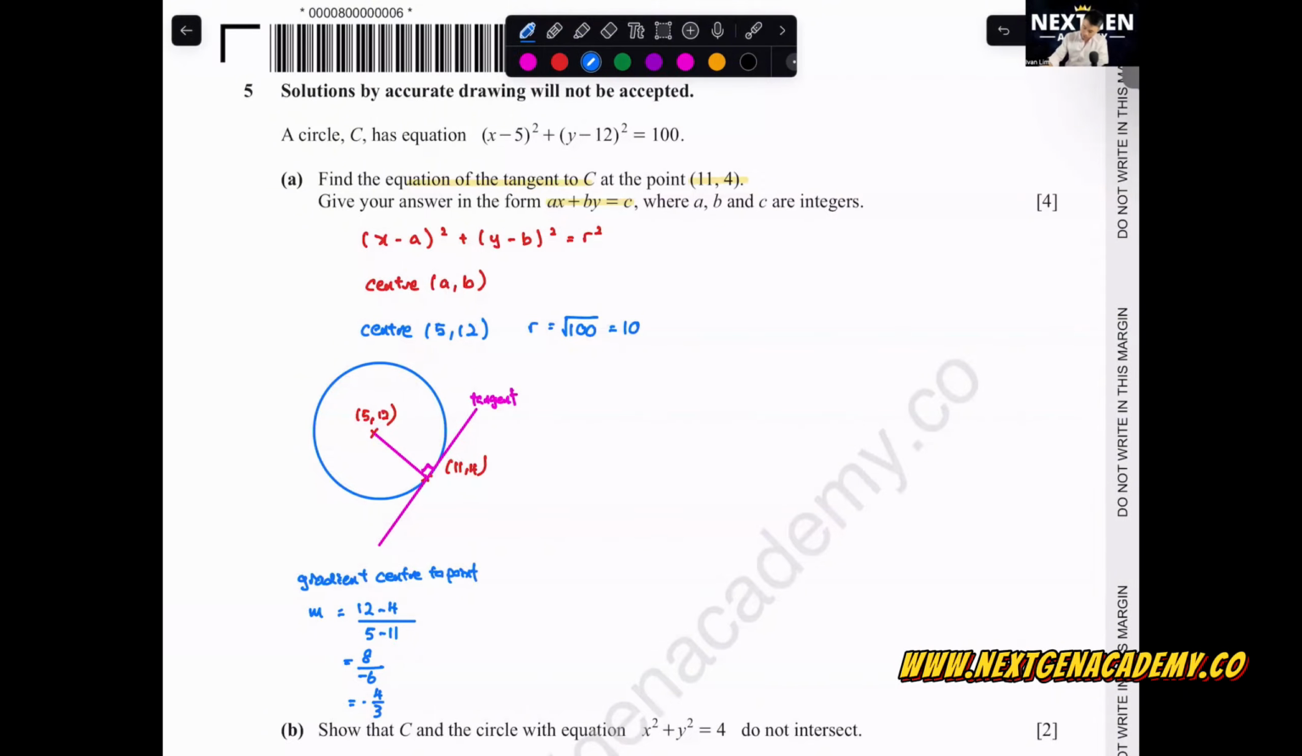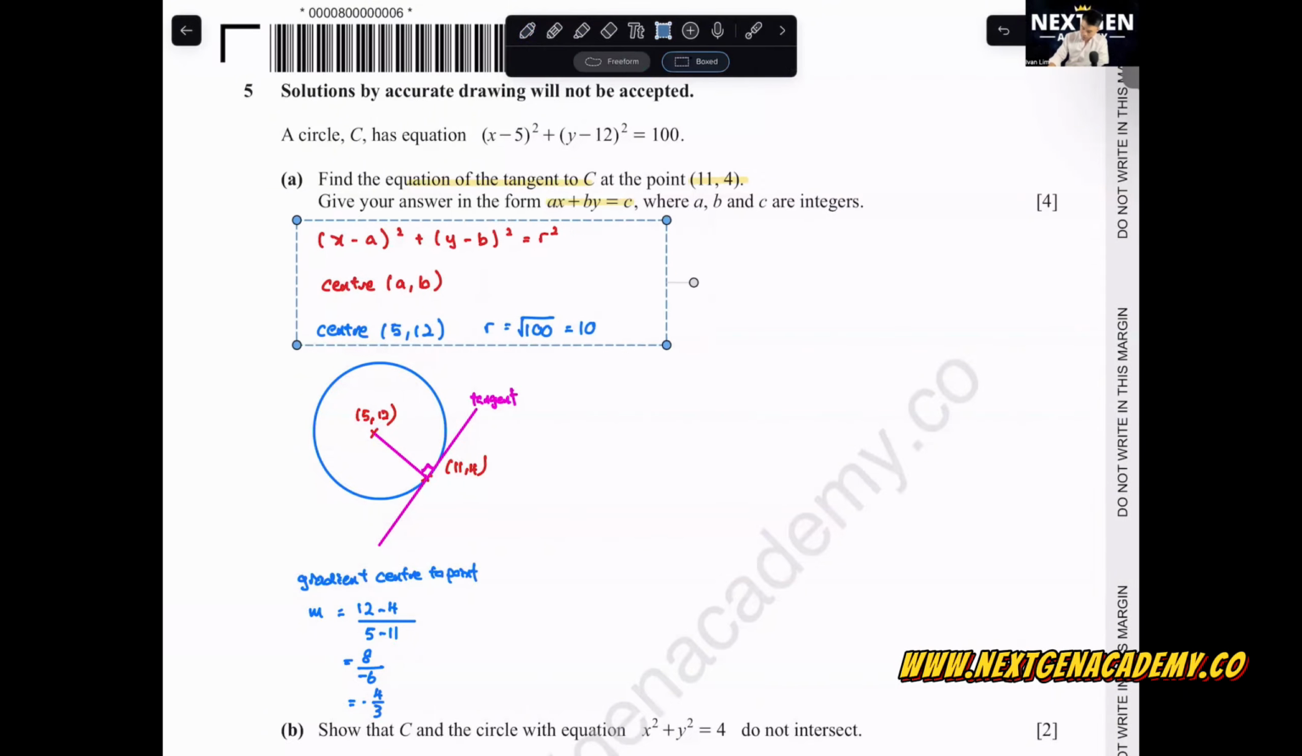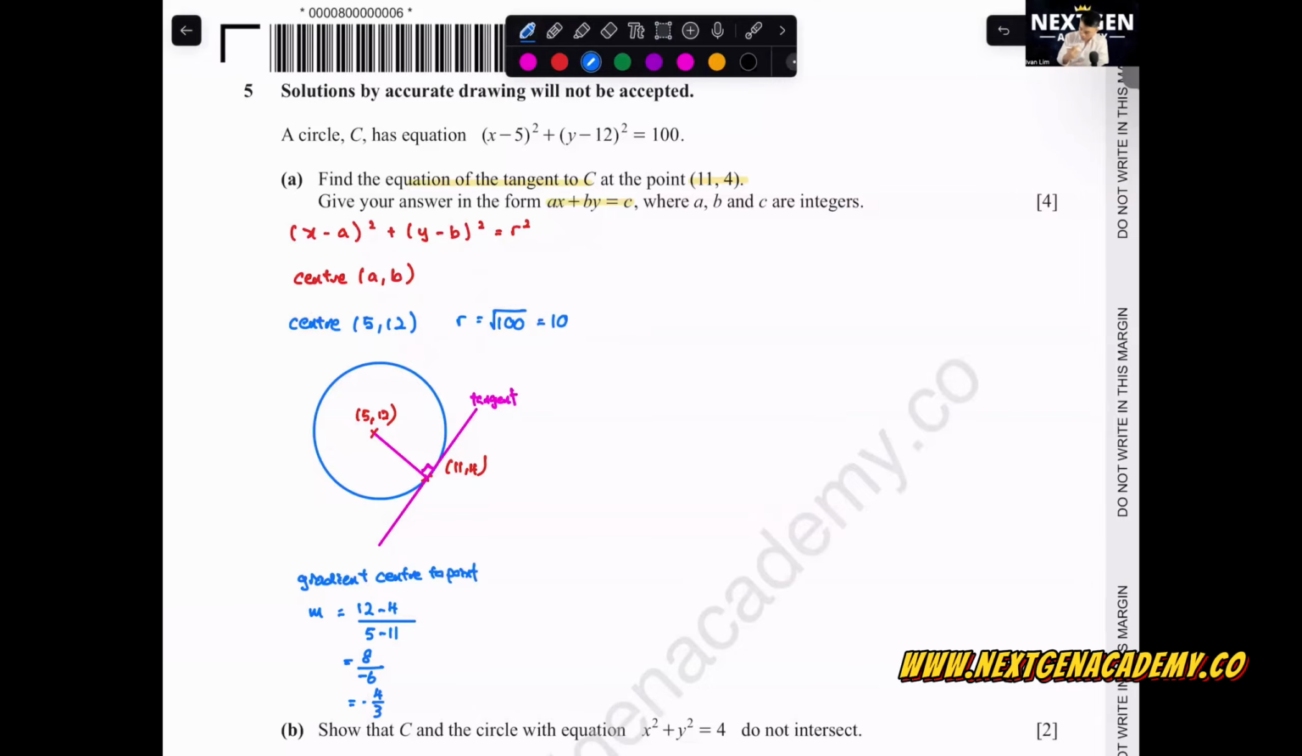Then from here, we want to find the gradient of the tangent. For the gradient of the tangent, we just do the negative reciprocal, so it's 3 over 4. Now, how do we find the equation of the tangent? We substitute into y minus y1 equals m times x minus x1. The point is (11, 4), so y minus 4 equals 3 over 4 times x minus 11. Here it will be 3 over 4 x minus 33 over 4.